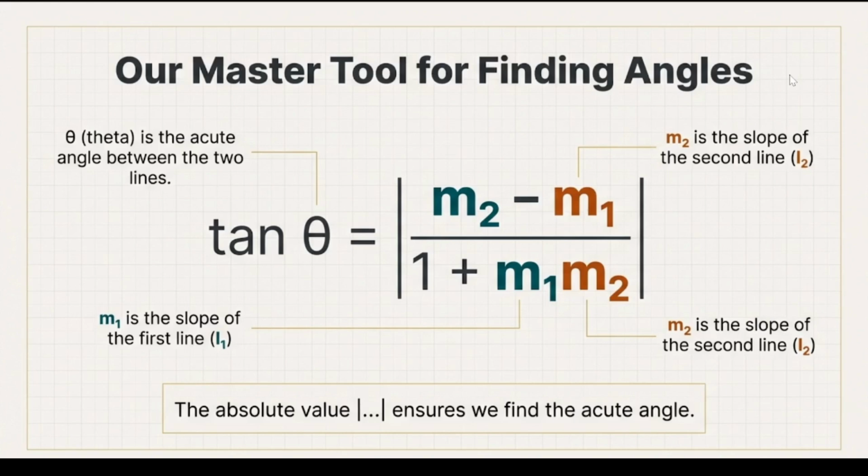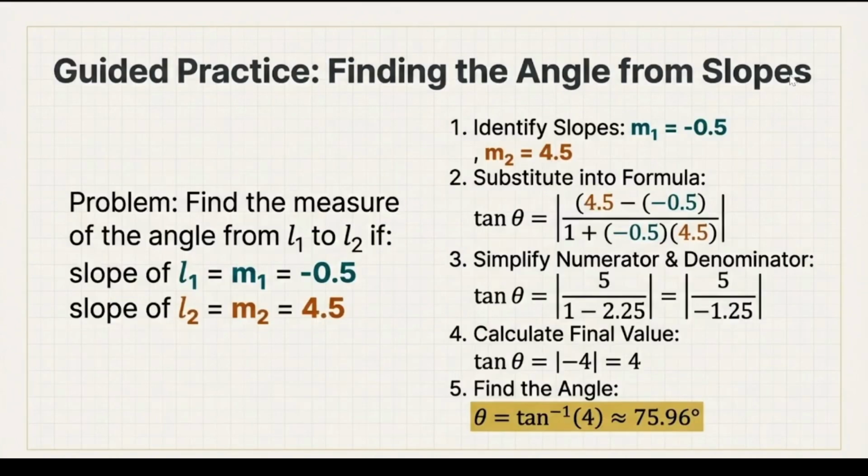This will be our master tool for finding angles, which is tan θ = |(m2 − m1) / (1 + m2·m1)|. Here θ is the acute angle between two lines, m2 is the slope of the second line, and m1 is the slope of the first line. The absolute value brackets ensure that we find the acute angle.